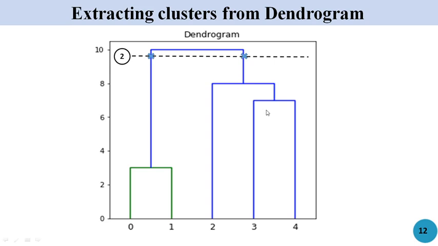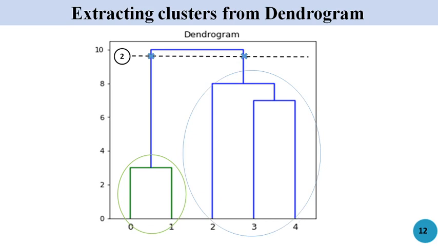So if I see here, this is the horizontal line that will be cutting the vertical distances at 2 points. Now how am I going to determine which of the data points belong to which of the clusters? That will be based on this. This point of intersection is connected to data points 0 and 1, so these 2 points belong to the first cluster. And this point of intersection is connected to points 2, 3 and 4, so these 3 points belong to the second cluster.